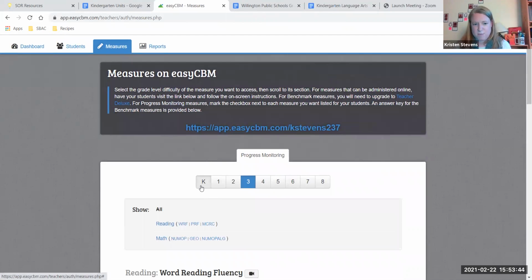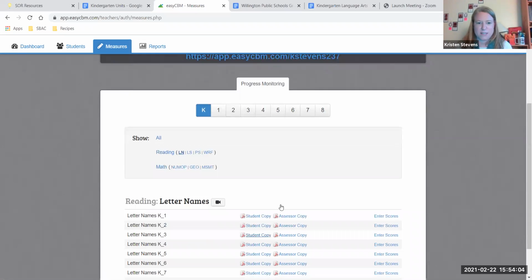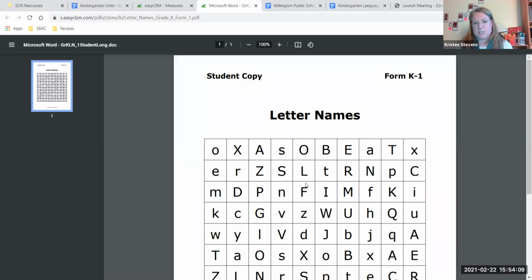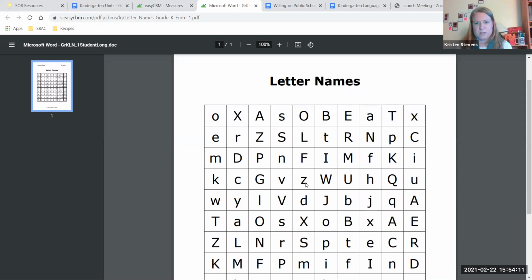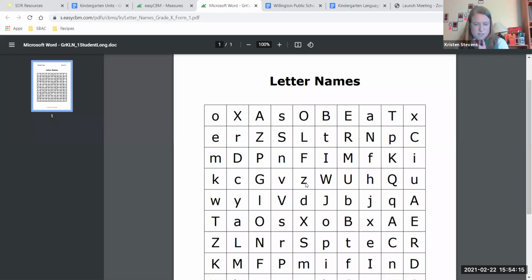That would be letter names, but it's loading very slowly. I'm trying to open it, but it's just sitting there. Right, there it is. It's just simple: the student reads off the letter names, and then the letter sounds the same, and there's 10 of them, so you can keep progress monitoring.